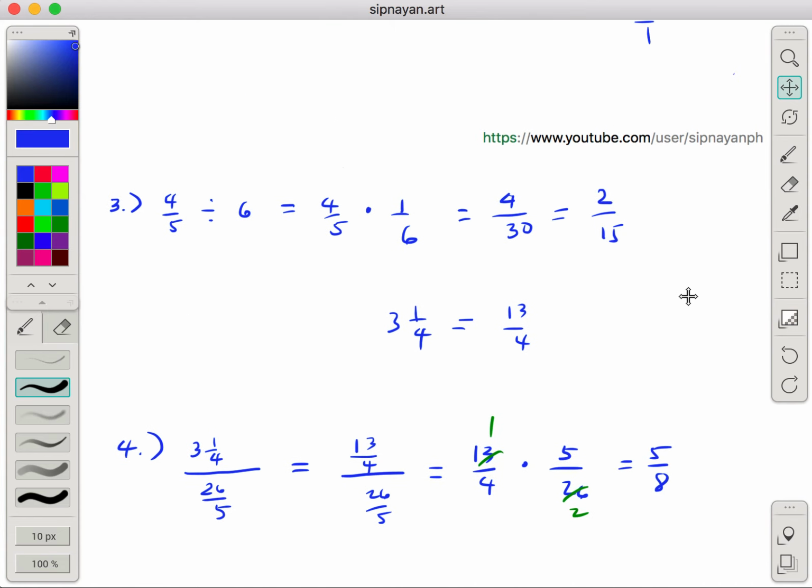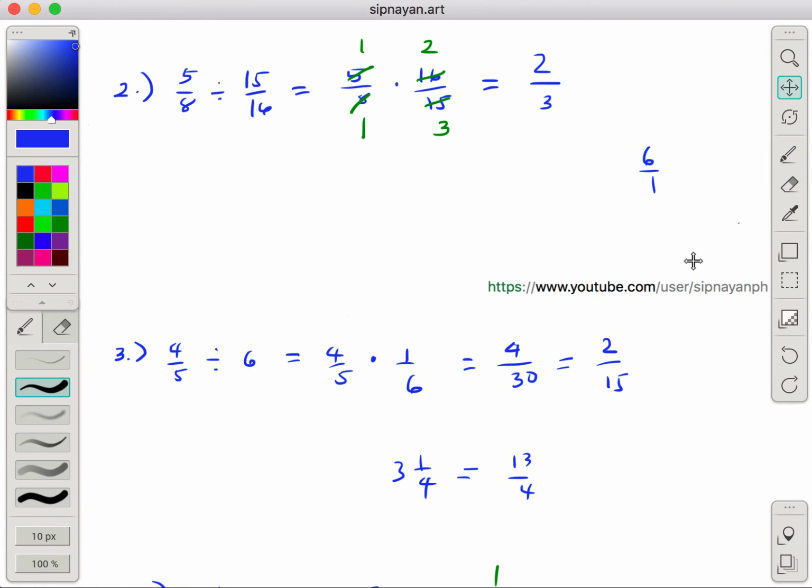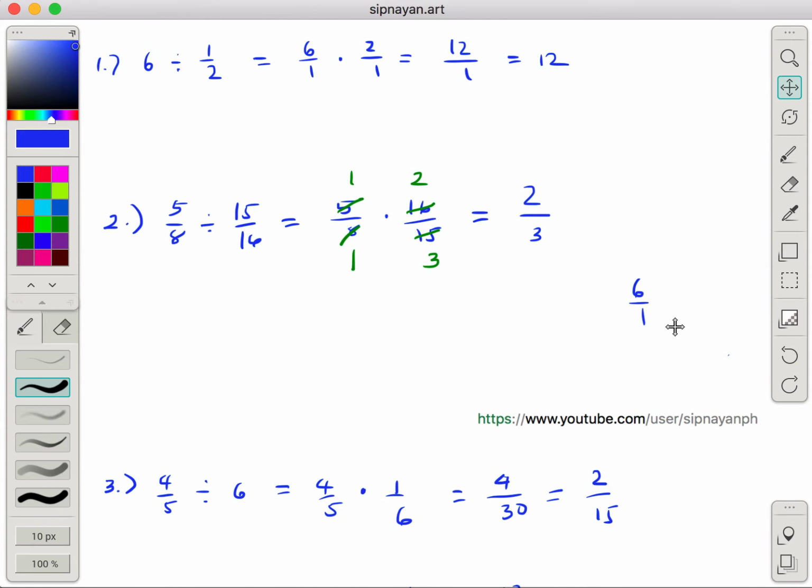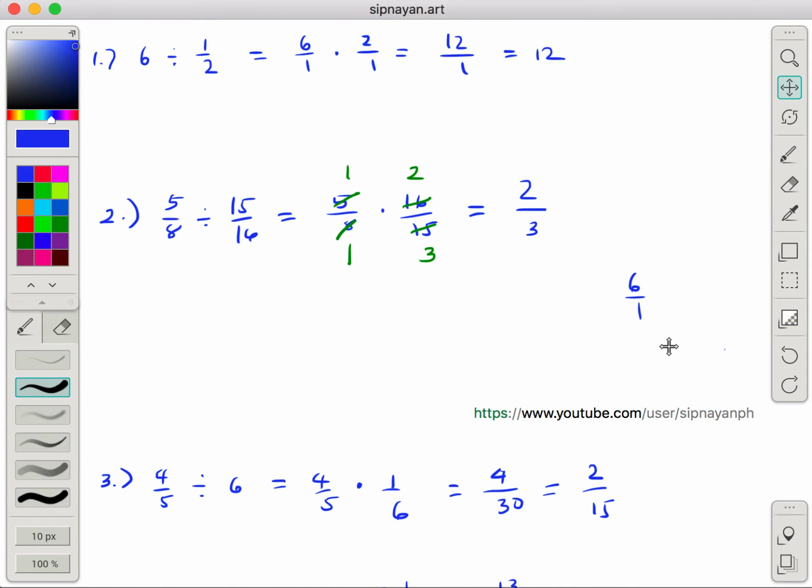Yan yung ating mga examples on dividing rational numbers which are represented by fractions. Sinasabi ko represented by fractions kasi yung rational numbers pwede rin natin siya i-represent ng decimals, di ba? So dito ang pinag-aralan natin is how to divide rational numbers represented by fractions, or simply how to divide fractions. Now, sa susunod na video, ang gagawin natin is paano naman tayo mag-divide kung merong mga variables na. So, yan yung ating susunod na video.